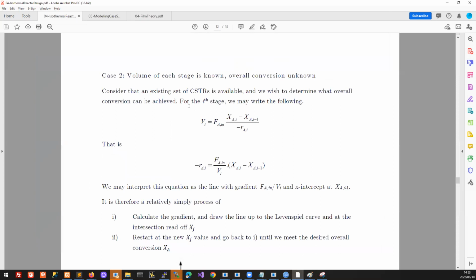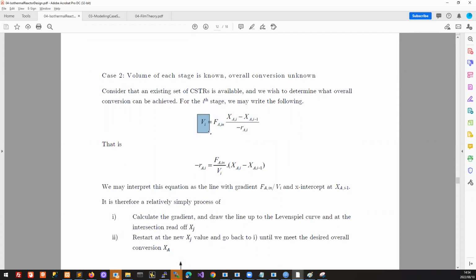So let's go back to the equation and see here. We can see simply that for the ith reactor in the train, the volume of that ith reactor is the difference between the exit and the inlet conversion, and then the reaction rate in that ith reactor. Please note carefully, this reaction rate does change as you look at different reactors in the train, obviously.